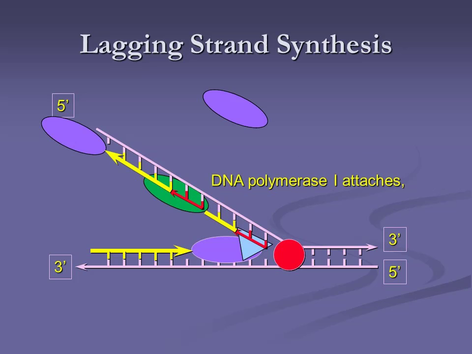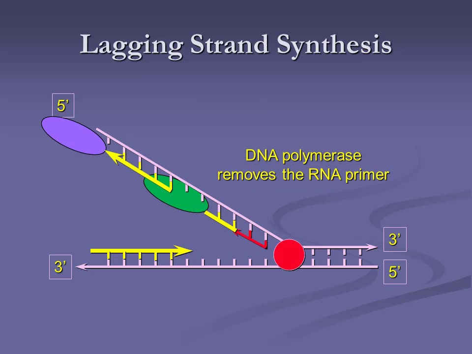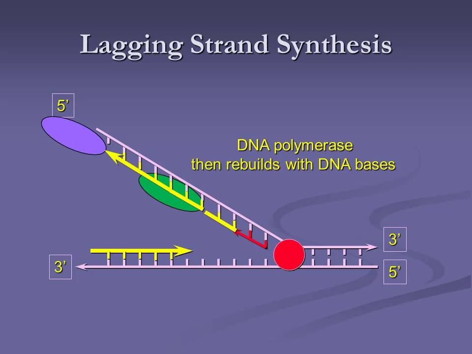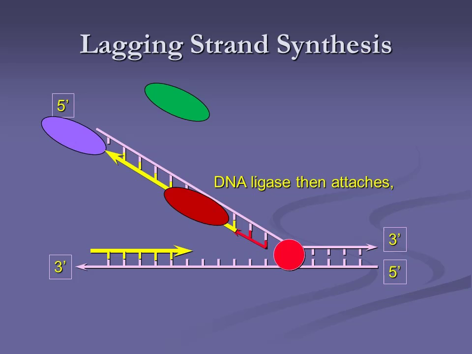DNA polymerase 1. It comes in, attaches, removes the RNA, lays down new DNA in its place. But what do we still have? We still have a gap. We still have two separate Okazaki strands, and we have to glue them together. What enzyme is the gluing enzyme? DNA ligase now comes in, attaches, and glues the strands together.